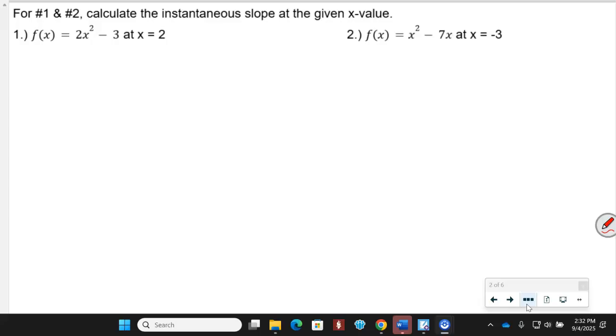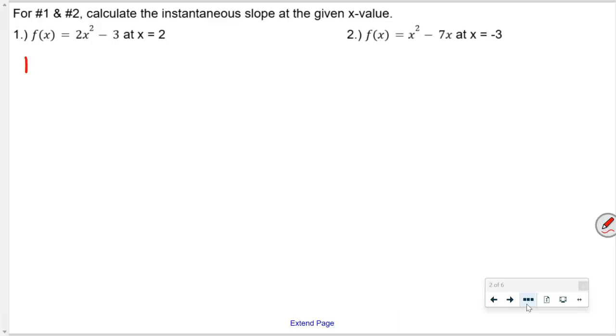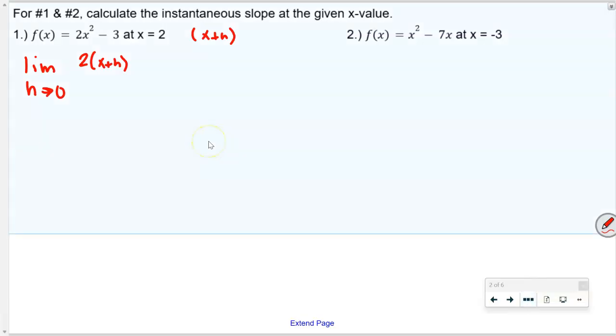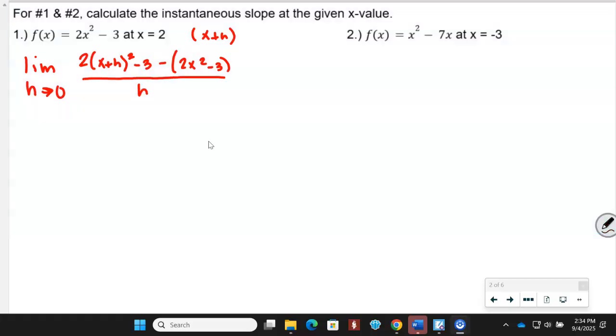So I'm going to go ahead and write this. This is going to be the limit as h approaches 0, right? So remember, what we're doing here is we're going to put our x plus h in for all of our x's initially and divide by h, right? That's our formula. So we're going to go 2 times (x plus h) squared minus 3, and then we're subtracting our function. So we're going to subtract the whole function, 2x squared minus 3, and we're putting all of that over our h. So now we're just going to start simplifying.